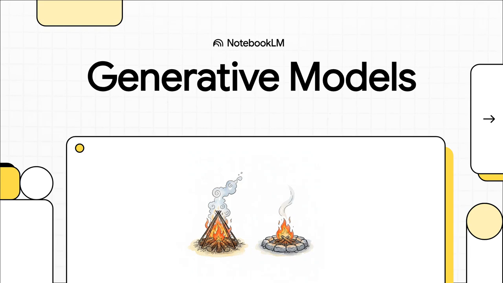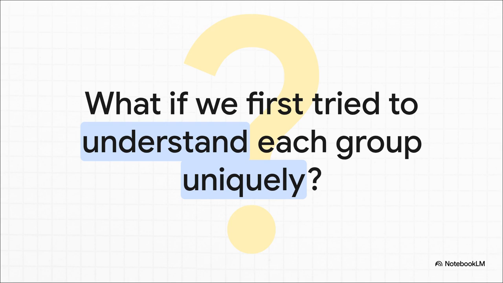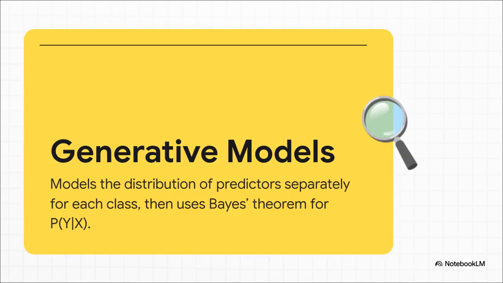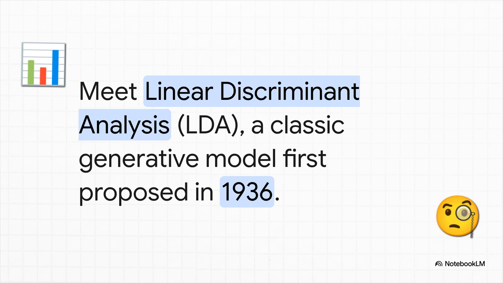Today, we're going to look at a way to classify data by first understanding its story. See, most classifiers just draw a line between two groups. That's pretty much it. But a generative model learns the story, or distribution, of each group on its own. And this whole storytelling approach has a name: Linear Discriminant Analysis, or LDA for short.